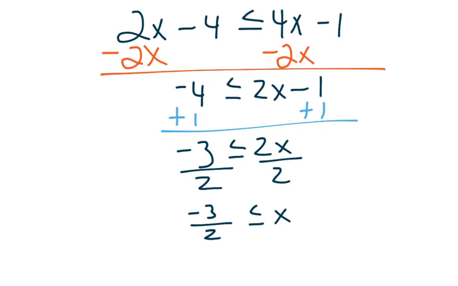Okay, now when I look at this, I get that negative 3 halves is less than or equal to x, but usually you are expected to put the variable on the left.